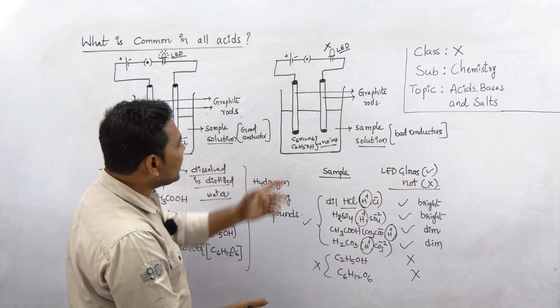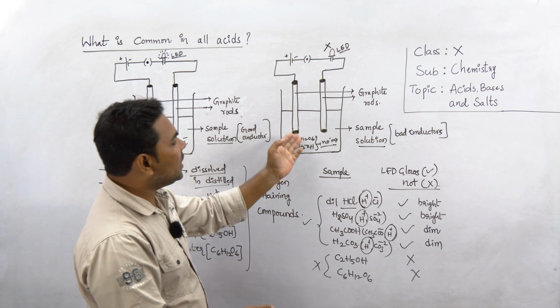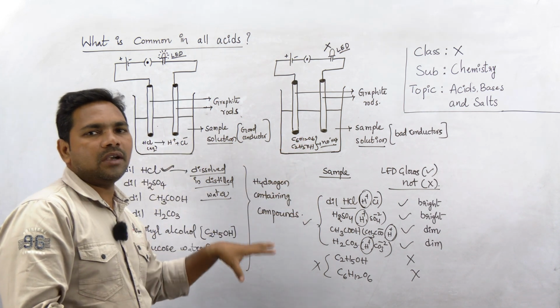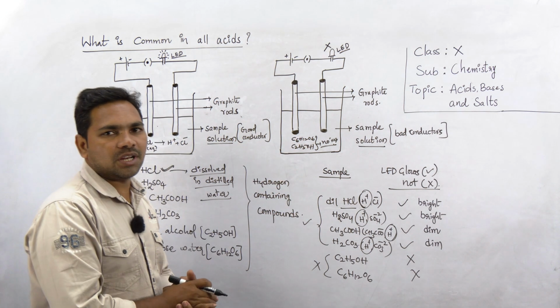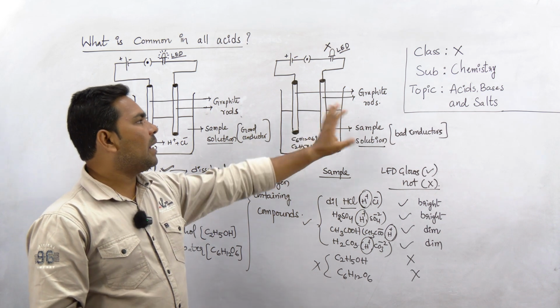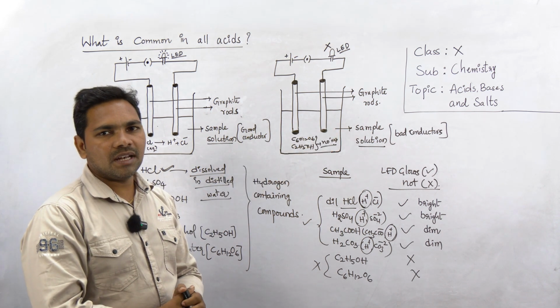Now, in the case of glucose and ethyl alcohol, though they contain hydrogen, they are not ionizing to produce hydrogen ions. As a result, the sample became a bad conductor of electricity. Is it clear?